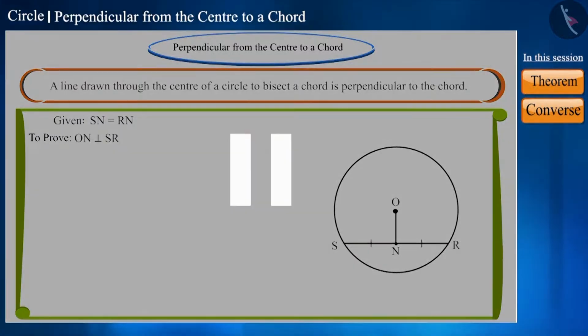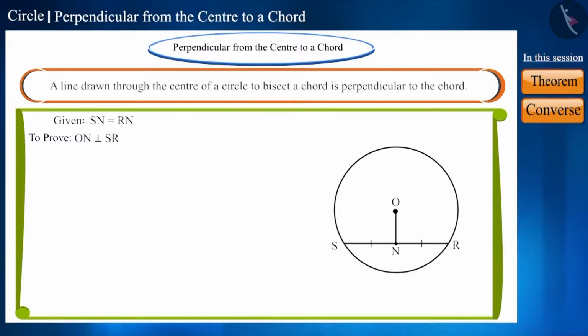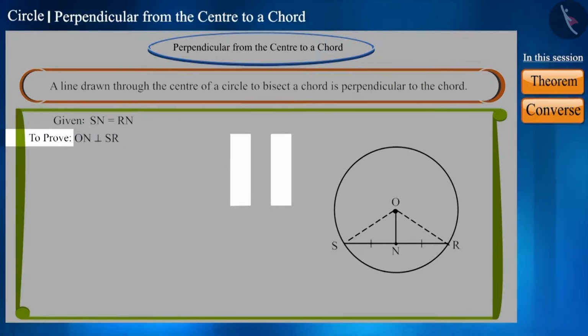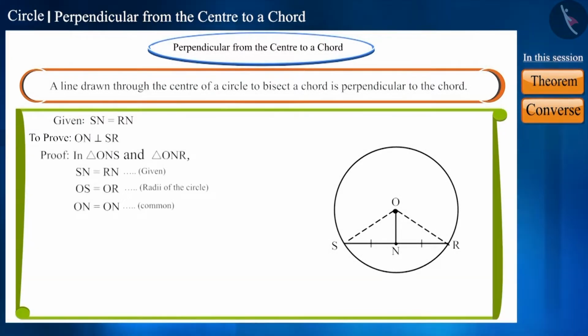How will you prove this? You can pause the video and think. Friends, if we join these 2 points with the center, we will get two triangles, triangle ONR and triangle ONS. Can we prove them to be congruent? Yes. Pause the video and do it yourself. Friends, you will find that these two triangles are congruent according to the side-side-side criteria or the SSS congruence rule.